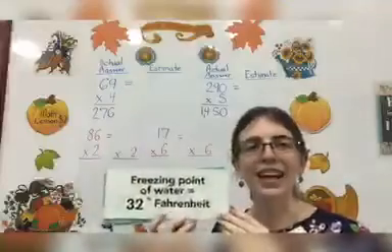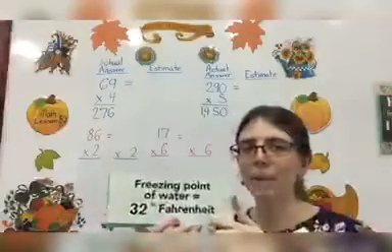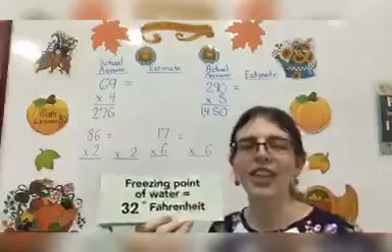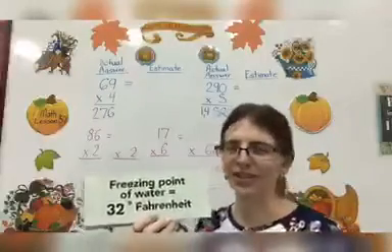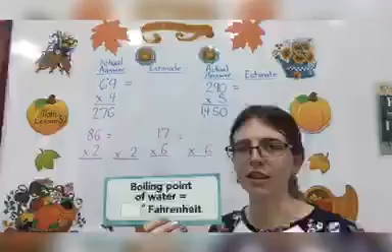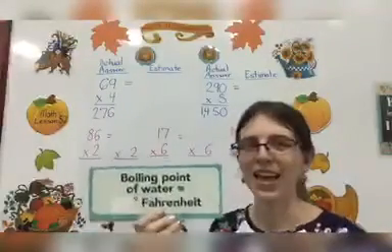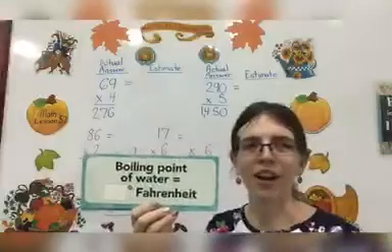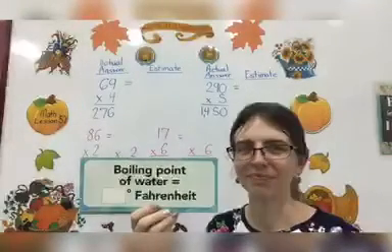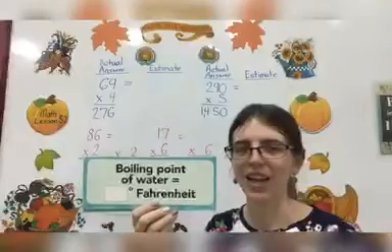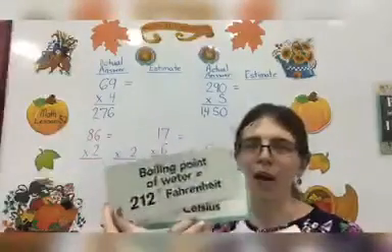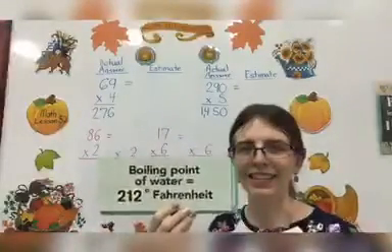Remember that Fahrenheit temperatures are always a little bit bigger, a little larger than Celsius temperatures. That's a good trick to remember. So when we get to the freezing point in Celsius, it's going to be smaller than 32. How about the boiling point of water in Fahrenheit? 212 degrees Fahrenheit.